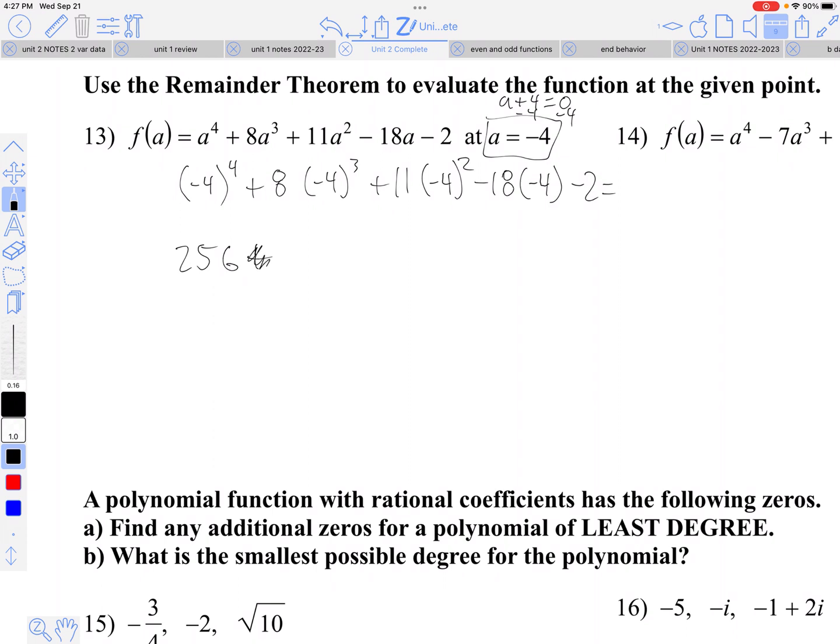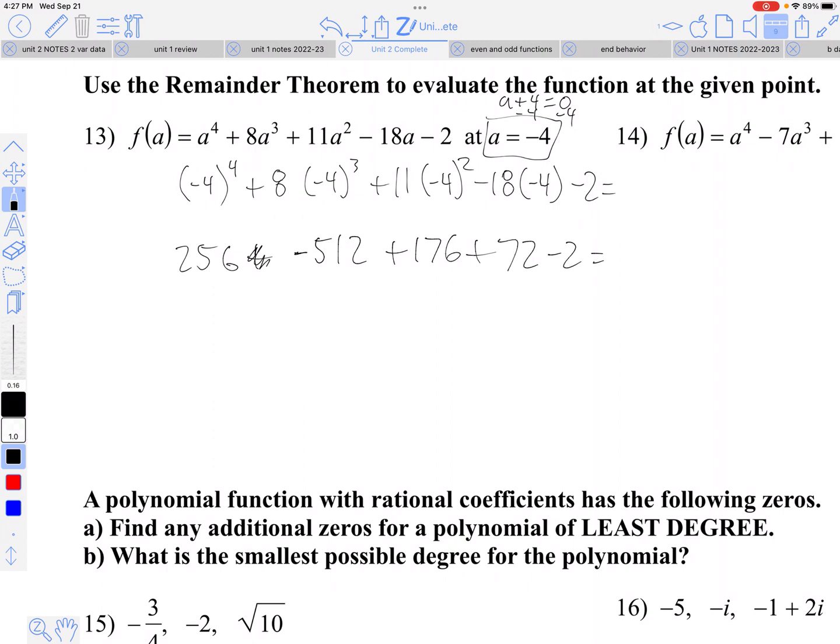Because negative times a negative times a negative is negative. So negative 512 is what I get there. And then 11 times 16 is 176. That stays positive because the negative times a negative becomes positive. Here again, negative times a negative becomes a positive. 18 times 4 is 72, minus 2.